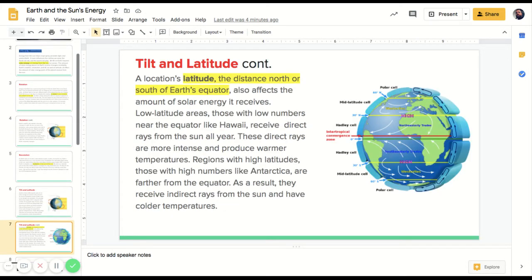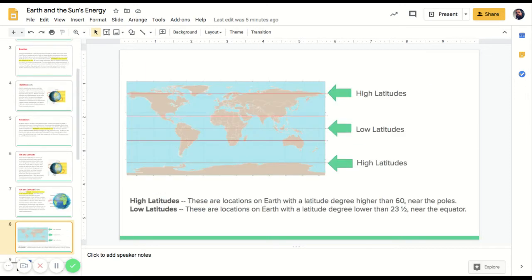A location's latitude, the distance north or south of Earth's equator, also affects the amount of solar energy it receives. Low latitude areas, those with low numbers, near the equator, like Hawaii, receive direct rays from the sun all year. These direct rays are more intense and produce warmer temperatures. Regions with high latitudes, those with high numbers, like Antarctica, are farther from the equator. As a result, they receive indirect rays from the sun and have colder temperatures.